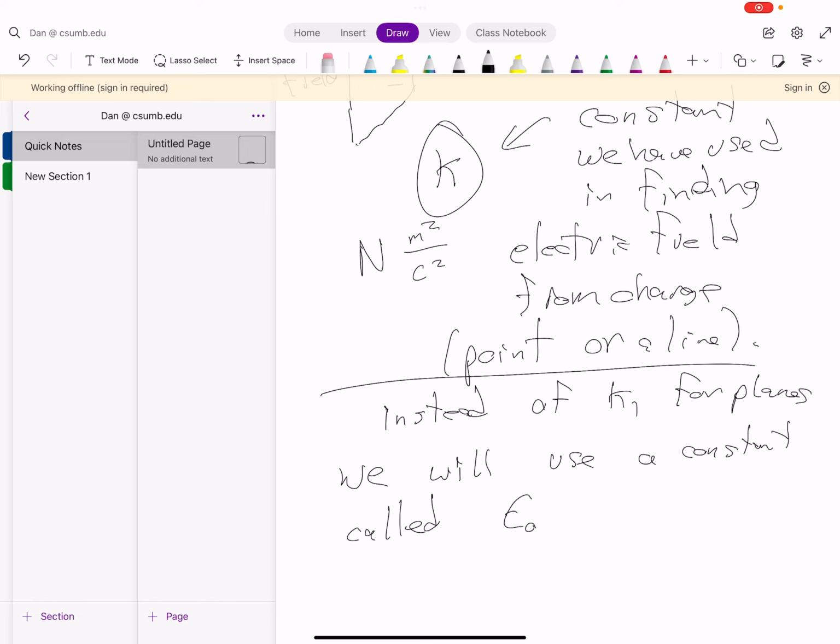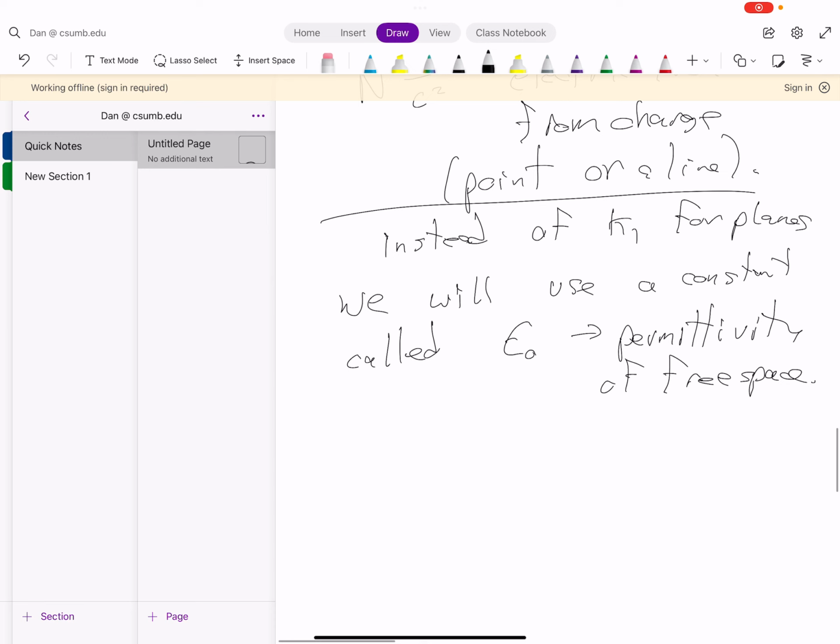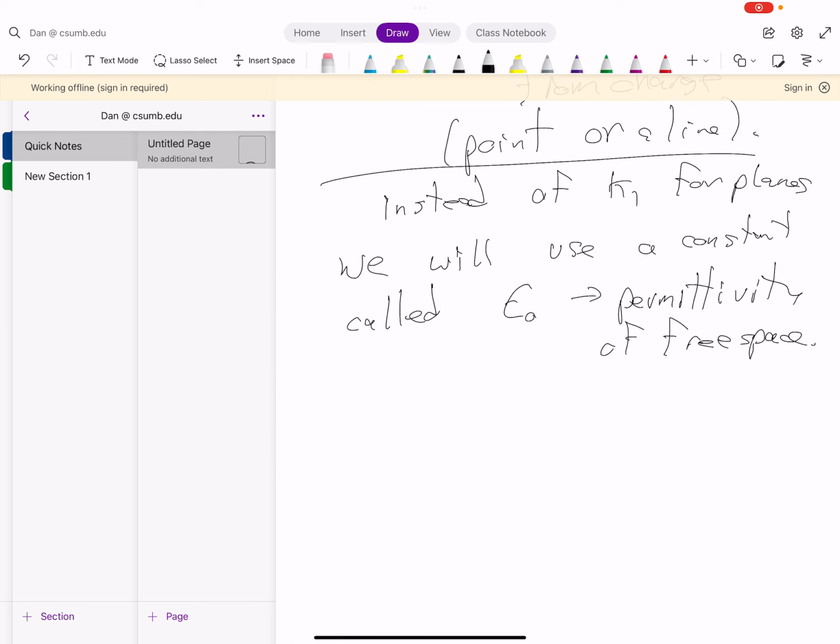It's a Greek letter, and it has a little zero after it, epsilon zero, which is known as the permittivity of free space. It's a basic constant. And this is the relationship between epsilon 0 and k. If you want to figure out what epsilon 0 is, you take 1 over 4 pi k.